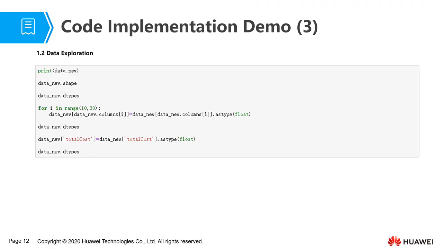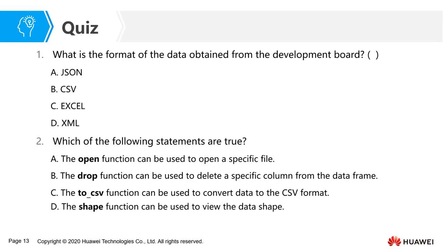That's all about the experiment, but we leave 2 questions for you to review and think further. In this experiment, what is the format of the data we get from the development board? JSON, CSV, Excel, or XML? The answer is A. JSON. The format of data that we uploaded to OBS on HOV Cloud is also in the JSON format. Then, we parsed the JSON data and saved the data in the CSV format.